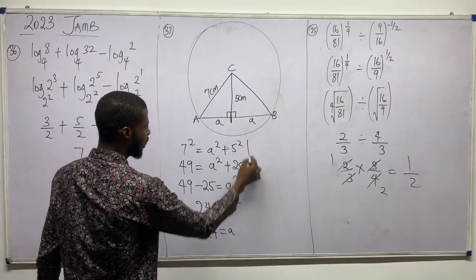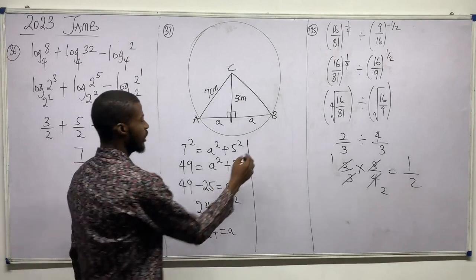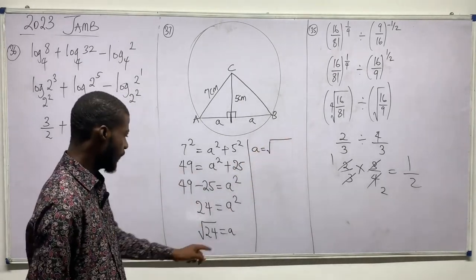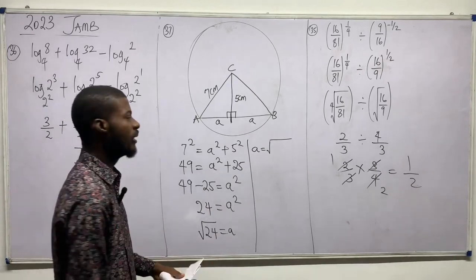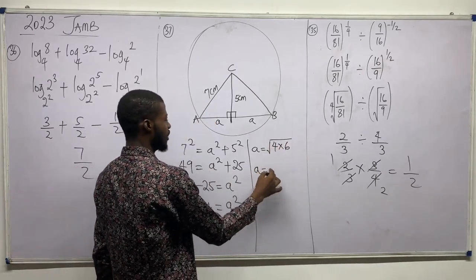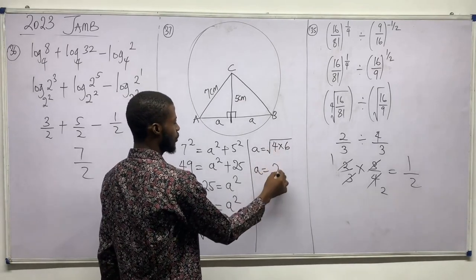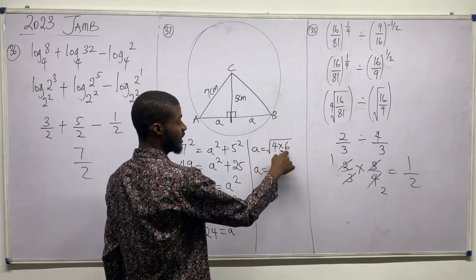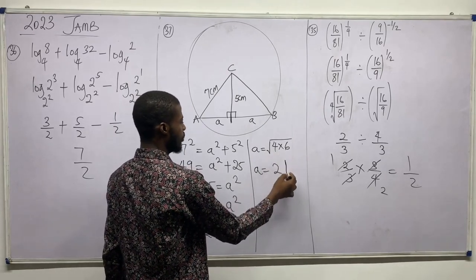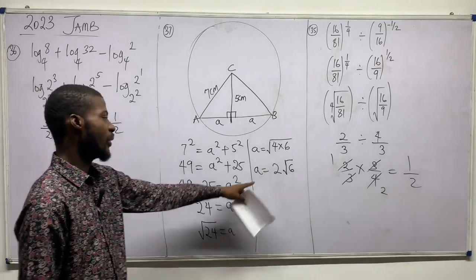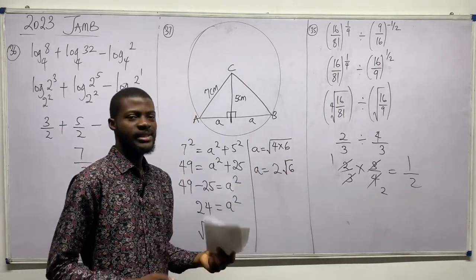So the square root of 24 equals A. Would I end here? No. A equals the square root of 24, which is normally 4 times 6. The square root of 4 is 2. Does 6 have a square root? No, so you leave it that way. So A is equal to 2 root 6.